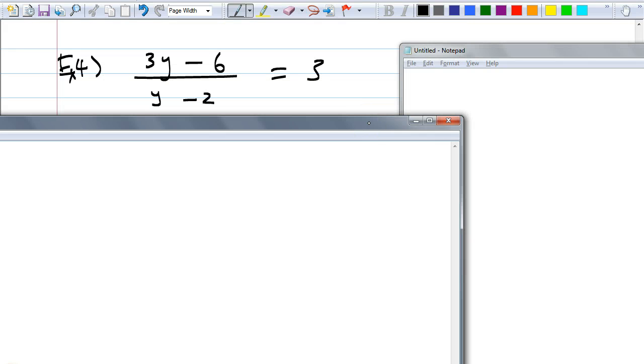Here's example 4. Everybody try this one. Emily, you know that question that you asked, whether or not you always get just one answer? This will answer that one, okay? So, example 4. 3y minus 6 over y minus 2 equals 3. Looks very simple. Go ahead, everybody try.